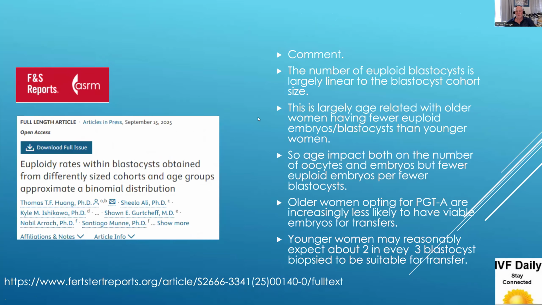So they concluded the number of euploid blastocysts is largely linear to blastocyst cohort size. This is largely age-related, with older women having fewer euploid embryos per blastocyst than younger women. So age impacts both the number of oocytes and embryos available and the number of euploid embryos per blastocyst biopsied. Older women opting for PGT-A are increasingly less likely to have a viable embryo for transfer. They need to recognise that. However, younger women under 30, maybe under 35, may reasonably expect 1 to 2 euploid embryos in every 3 blastocysts. There's another typo. Another 3 blastocyst biopsy will be sufficient for transfer.